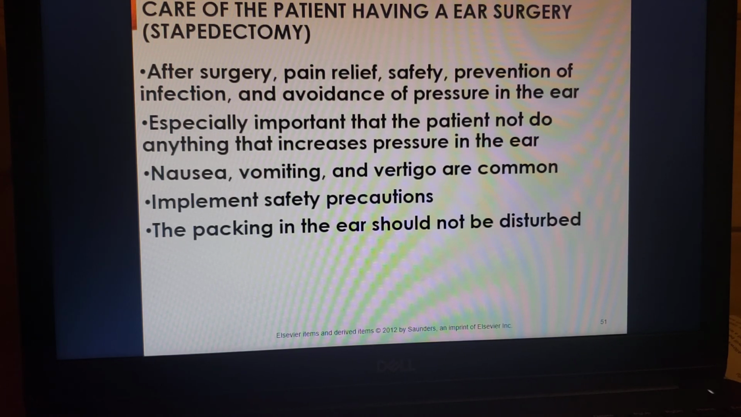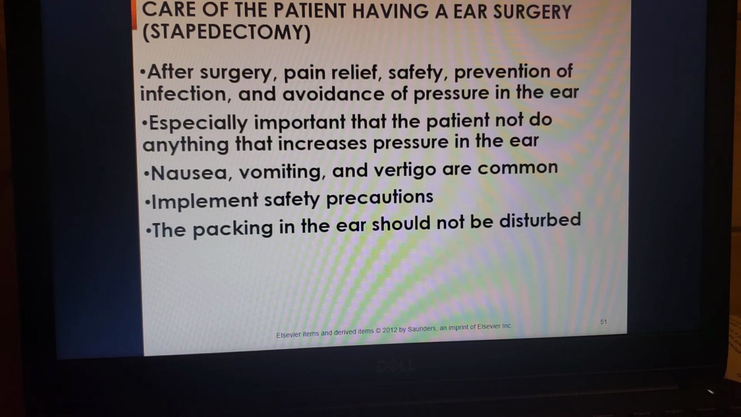On page 621, you have home care considerations for the patient after ear surgery. And so you want to teach the patient to avoid any of the things listed, which would increase the pressure in the ear. So look over that. It is sneezing, coughing, nose blowing, drinking through a straw, heavy lifting. They should avoid heavy lifting.